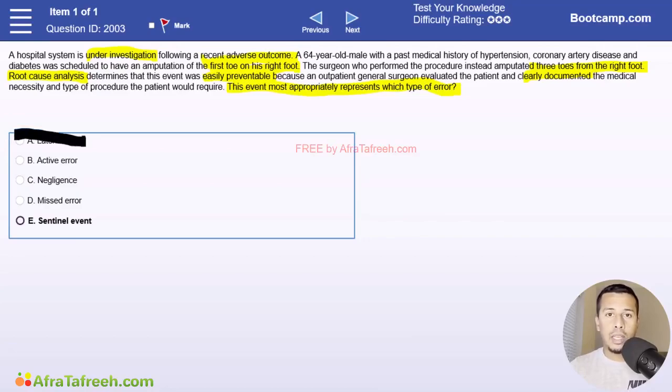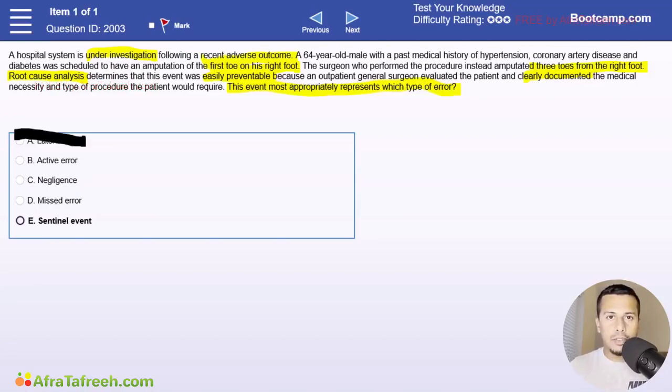An example of a latent error would be something like that outpatient general surgeon documenting the incorrect thing, saying that it was a toe from the left foot or saying that it was a finger or something like that. That's not causing harm to the patient right here, right now in this moment, but that definitely has the potential to cause harm down the road. That would be an accident waiting to happen. That would be a latent error.